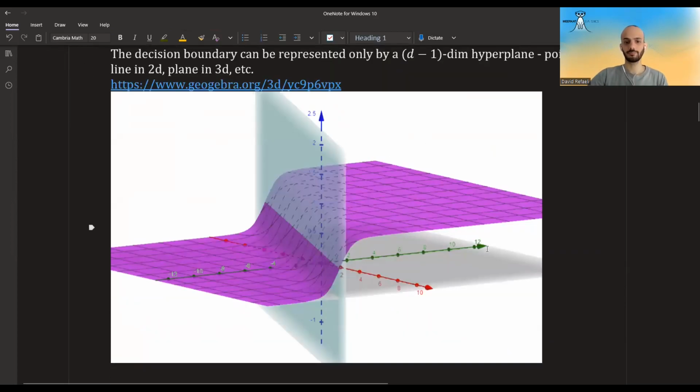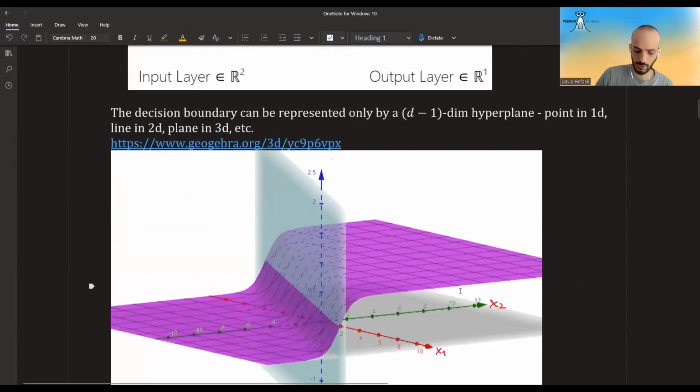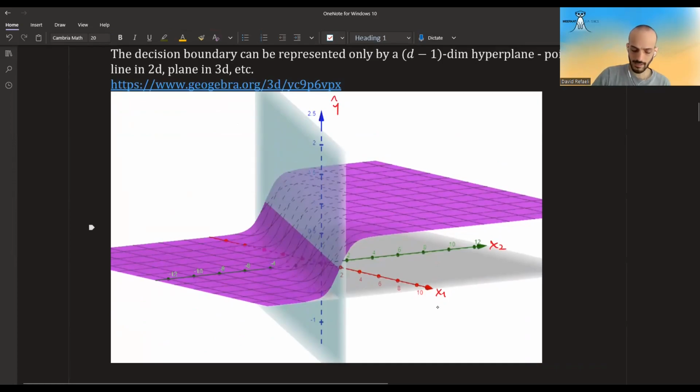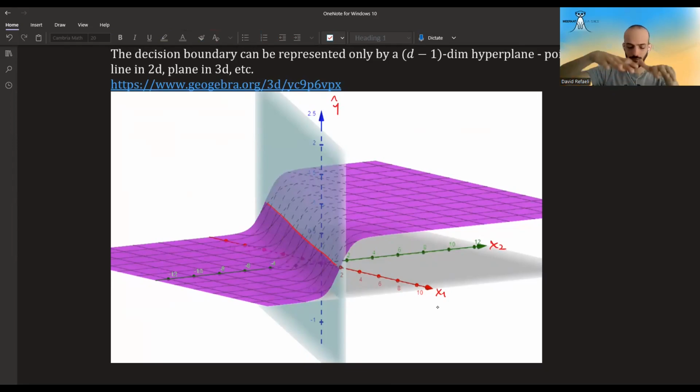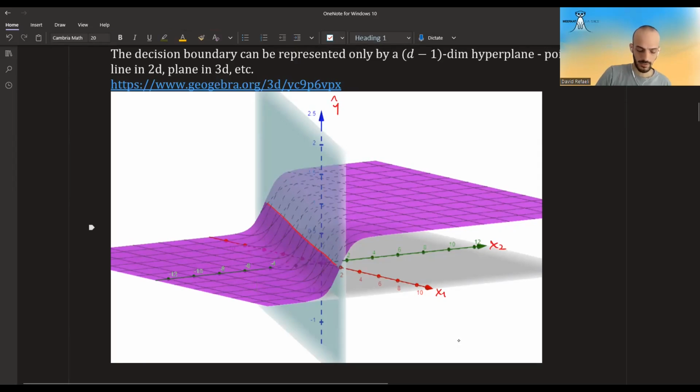Here you can see a visual of it. The red and the green represent maybe our x1 and x2, and the blue represents the y hat. We will have a line here in the xy plane. If we project it only on the xy plane, we will have a line, and everything on one side of that line would be a 0, so that would be 1 class, and everything on the other side of that line would be a 1.